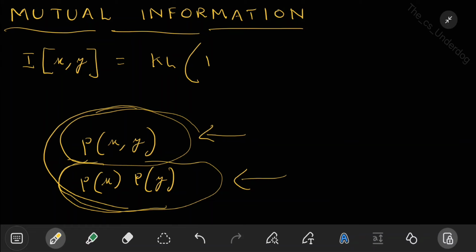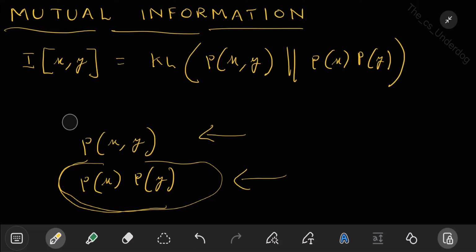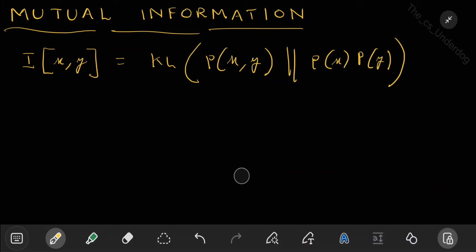So KL divergence between P of xy and P of x into P of y. This is what you want to identify. This value will tell you whether x and y are independent, and if not independent, how close x and y are to being independent. So what is the formula for KL divergence?